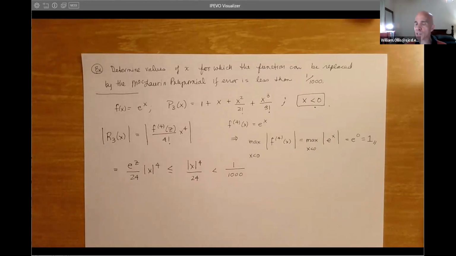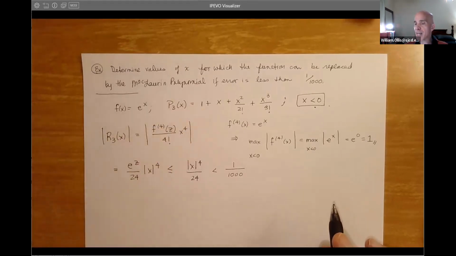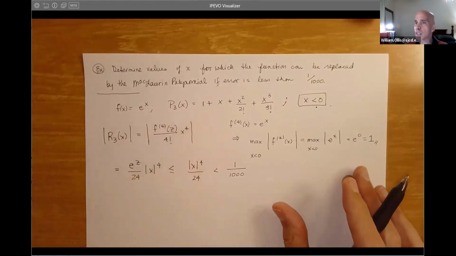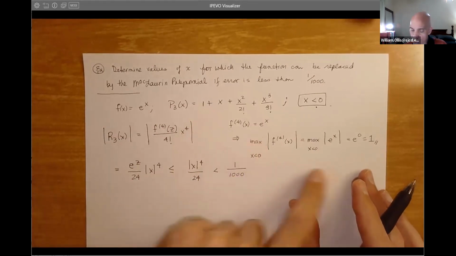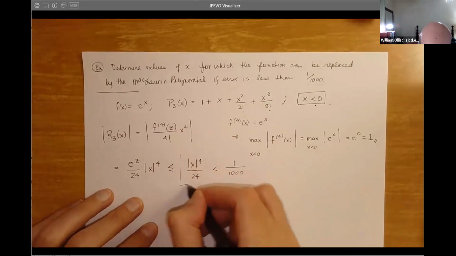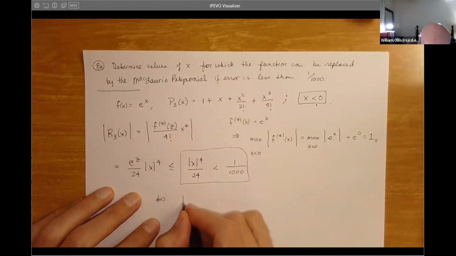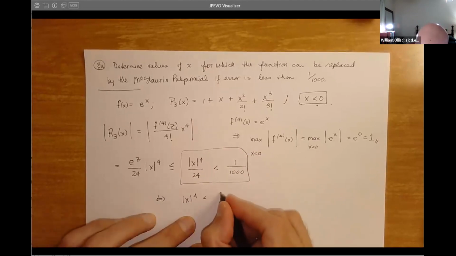So here we're actually saying, okay, if I'm going to start with this, think about the last problem, we figured the order of the polynomial. Here, we're starting with this polynomial, and we need to figure out which values of x will work well if we want error to be less than what? 1/1000. So now this is easily solved. So if and only if x to the fourth in absolute value is less than 24.